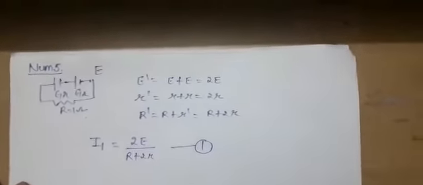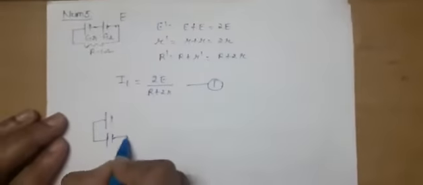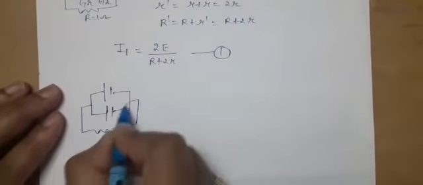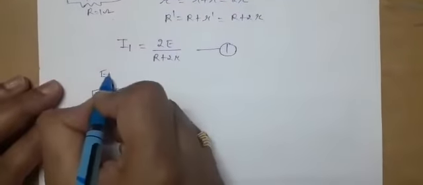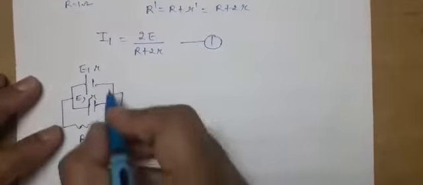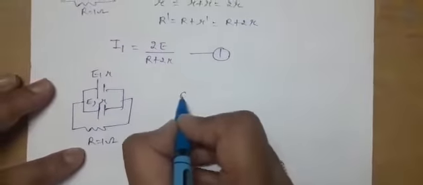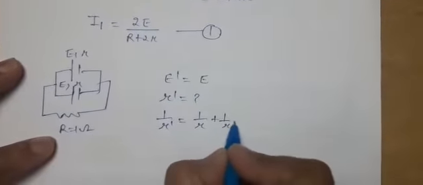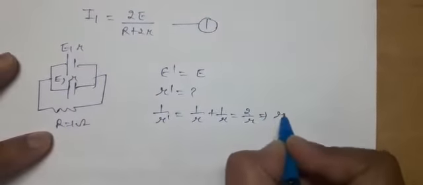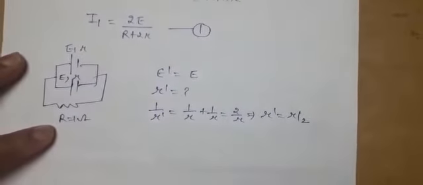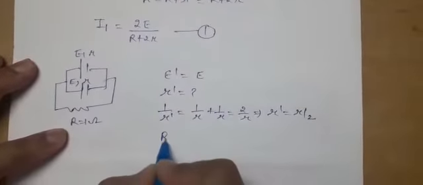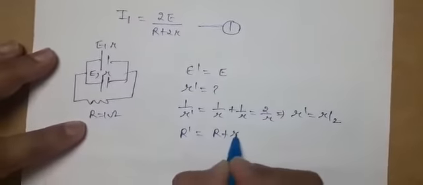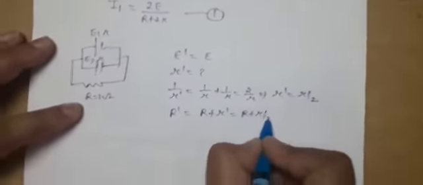Now, the same current is flowing when these same two cells are connected in parallel to a resistance of 1 ohm. When the cells are connected in parallel, the effective EMF will be equal to E. We have already explained this point. What will be the internal resistance? This can be obtained as 1 by R dash equals 1 by r plus 1 by r, that is 2 by r. So R dash is r by 2. So the total resistance of the combination will be R plus R dash, that is R plus r by 2.